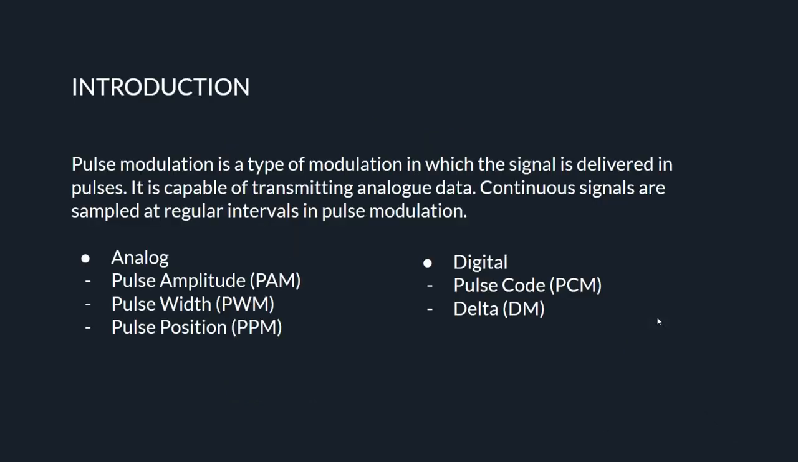Pulse modulation. Pulse modulation is a type of modulation in which the signal is delivered in pulses. It is capable of transmitting analog data. Continuous signals are sampled at regular intervals in pulse modulation. There are two types of pulse modulation, analog and digital. For analog: pulse amplitude modulation, PAM; pulse width modulation, PWM; and pulse position modulation, PPM. And for digital modulation, it's pulse code modulation, PCM, and delta modulation, DM.